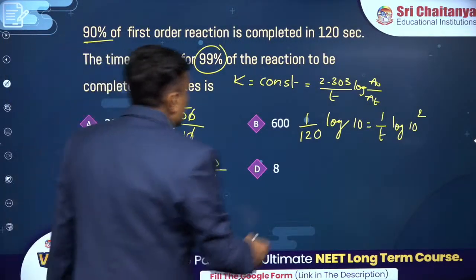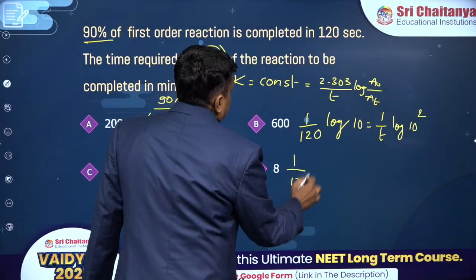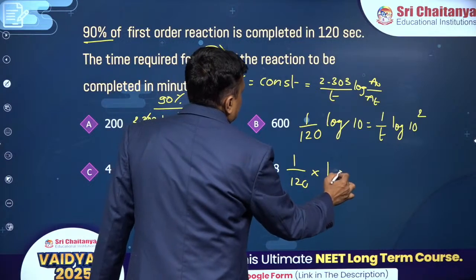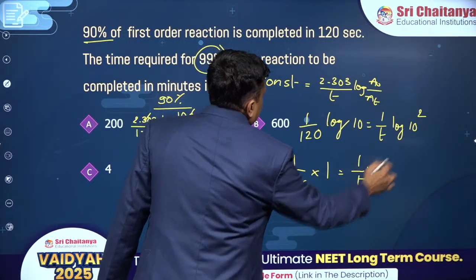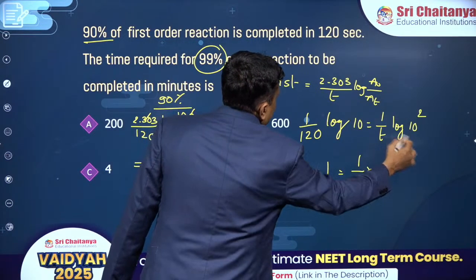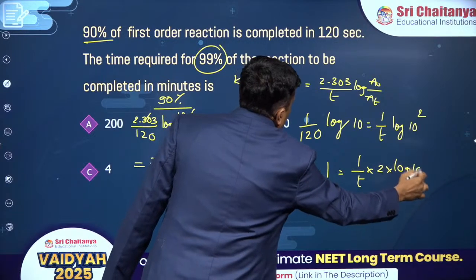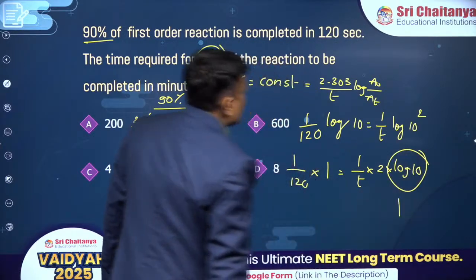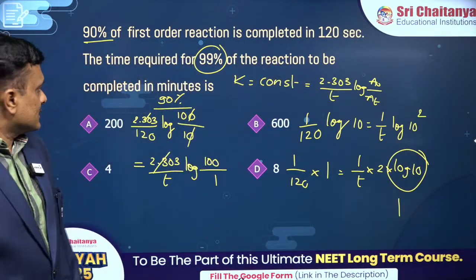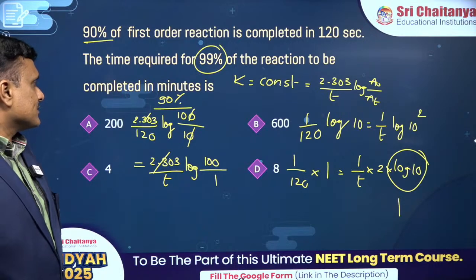Now listen all of you. 1 by 120 log 10, which is equal to 1, is equal to 1 by t into log 10 squared, which can be written as 2 log 10, whose value is again equal to 1. Therefore, when you simplify this, you will get your answer, isn't it?